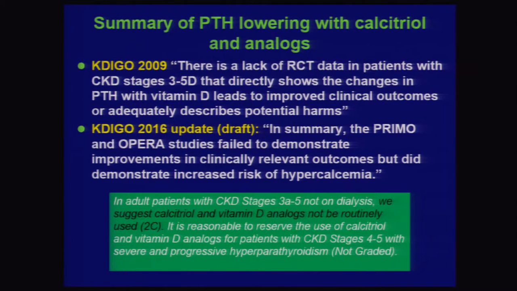Therefore, the guideline was changed to: in an adult patient with CKD 3A through 5, not on dialysis, we suggest calcitriol and vitamin D analogs not be routinely used, and this was graded as 2C evidence. And it is reasonable to reserve the use of calcitriol and D analogs for patients with CKD stages 4 and 5 with severe and progressive hyperparathyroidism, and this recommendation was not graded.